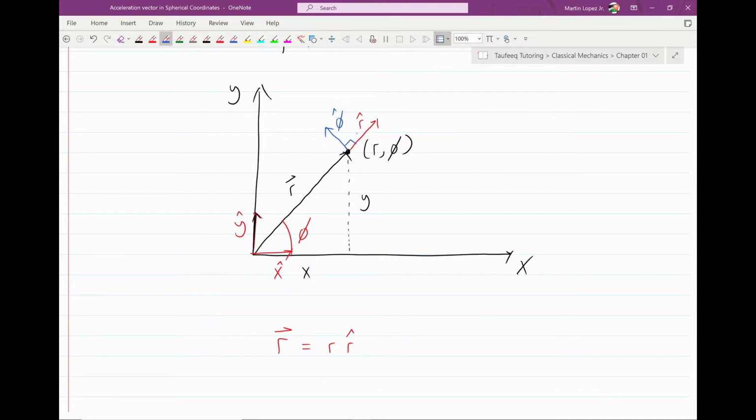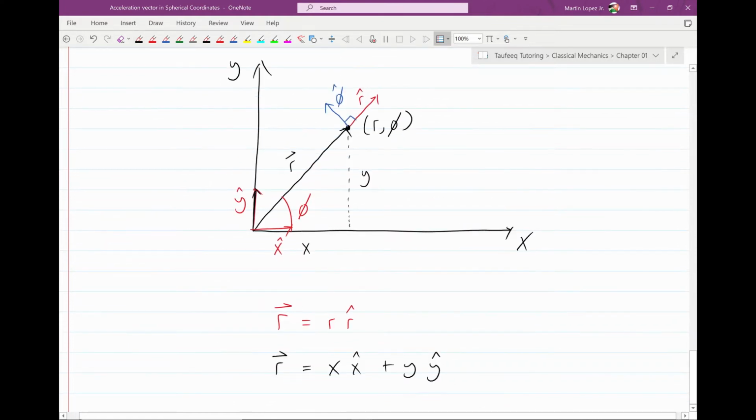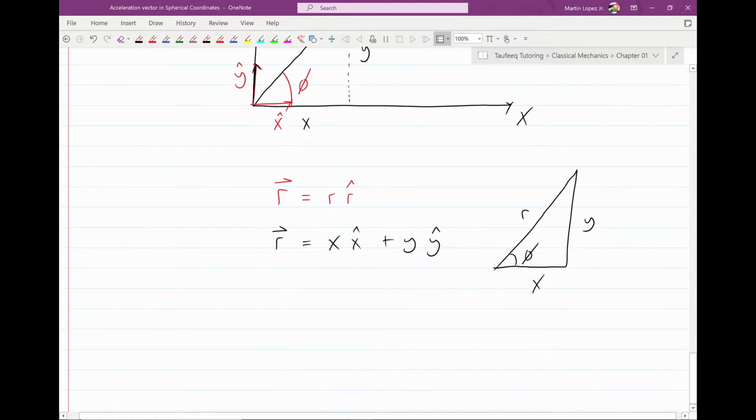And we can define any vector by its magnitude and its direction. So that's why one definition is r times r hat. What was our previous definition? Our previous definition in the Cartesian coordinate system was x x hat plus y y hat. Now we want to convert this Cartesian definition to a polar coordinate definition where we have r and phi. And let's look at this triangle more closely. We have a triangle here, really. This is r, this is x, this is y, and this is phi, right?